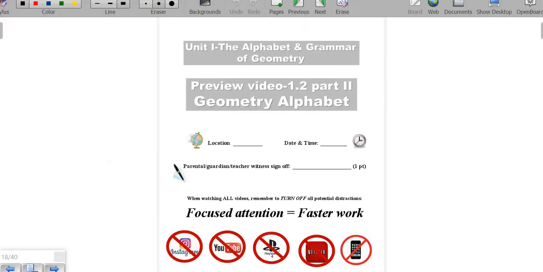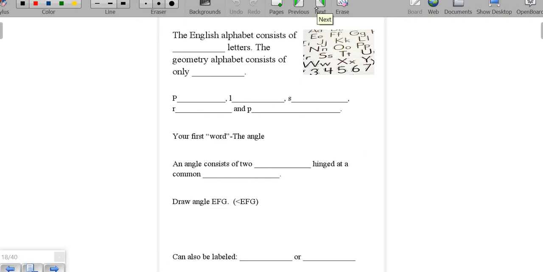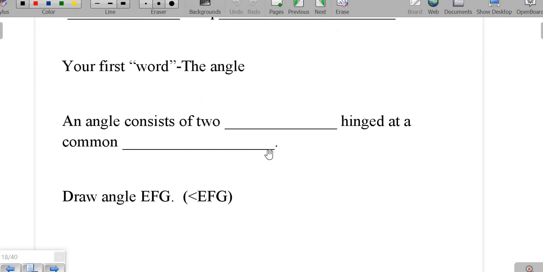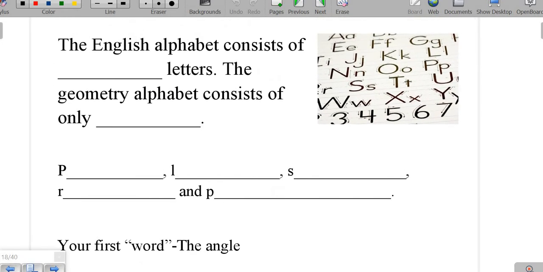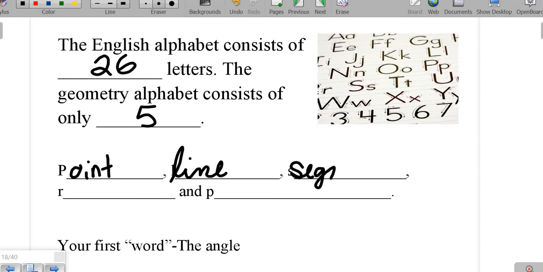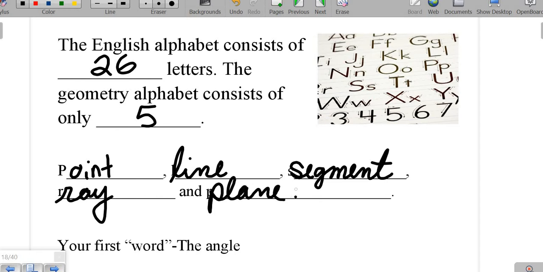Alrighty, folks, this is just a continuation of the last class. We're working with letters, if you will. This will be a little bit shorter once you have the alphabet under your belt. The English alphabet consists of 26 letters. Geometry, only 5. A point, a line, a segment, a ray, and a plane. These are your letters to create the words and the sentences of the visual world around you.